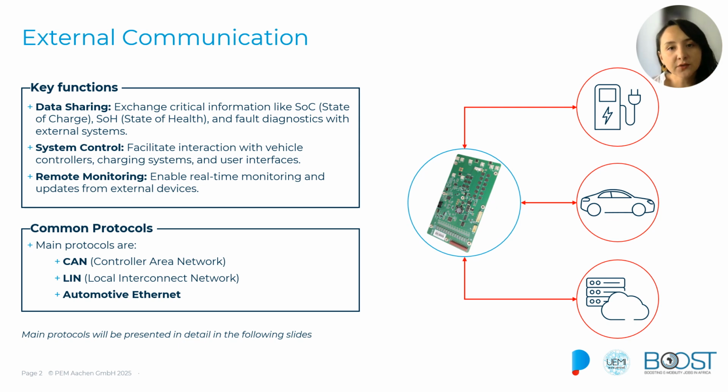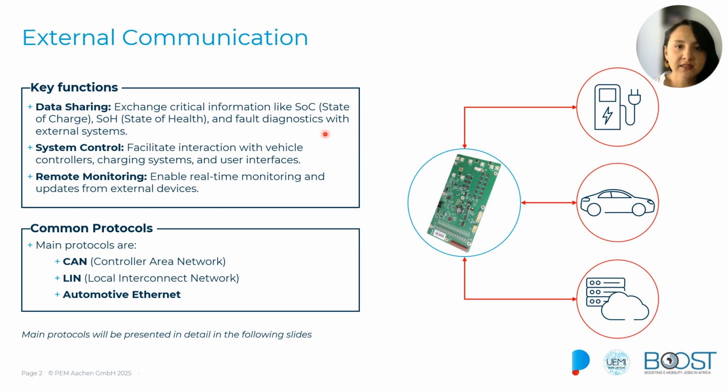As we dive into the external communications, we will look at how the BMS shares information and how the BMS coordinates with other systems that are outside its immediate environment or the immediate battery parameters. There are three major functions that come into play. First, we have data sharing. The BMS needs to send out critical parameters like the state of charge, the state of health, and the diagnostics information to various external devices and systems.